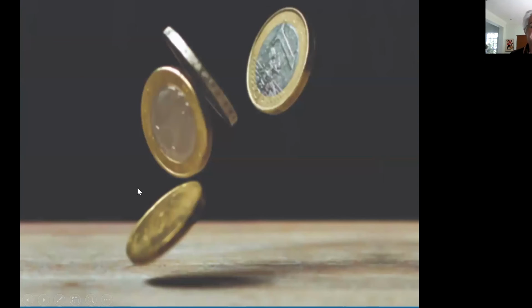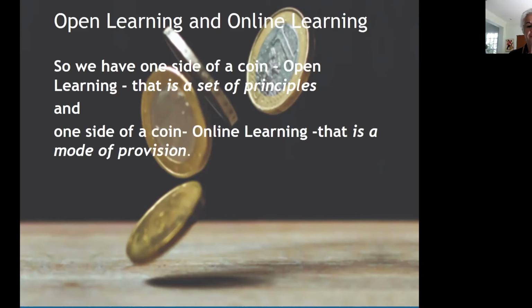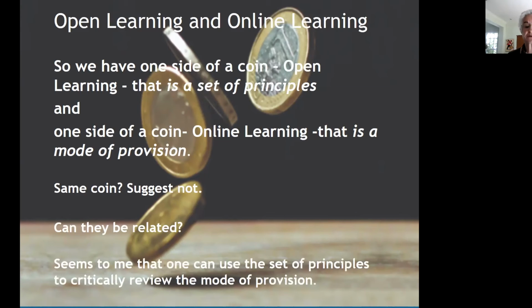Now let's move to considering this issue of two sides of the same coin. On the one hand, we have open learning, which, as I've described to you, is a set of principles. On the other hand, we have online learning, which is a mode of provision. In my mind, this is not two sides of the same thing. It's not the same coin, I suggest. But rather, I do suggest that they can be related, open learning and online learning. It seems to me that one can use the set of principles to critically review the mode of provision.